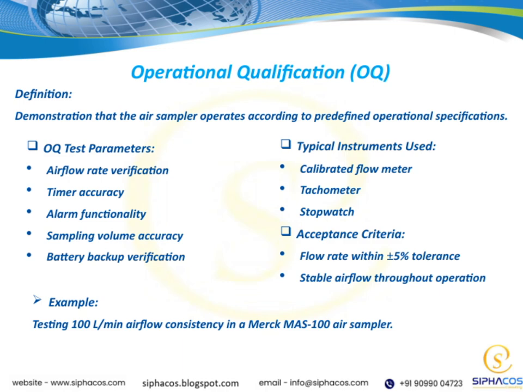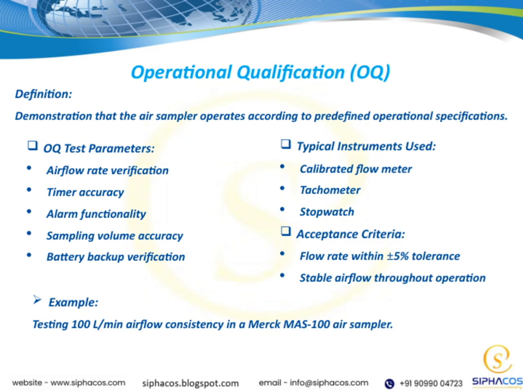Now, when we talk about acceptance criteria, we're looking for a flow rate that stays within plus or minus 5% of the target, which is 100 L/min in this case. Additionally, we want to see stable airflow throughout the entire operation, meaning no fluctuations that could impact sampling results.